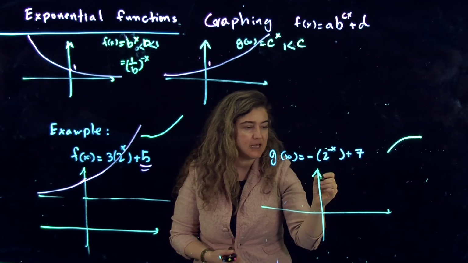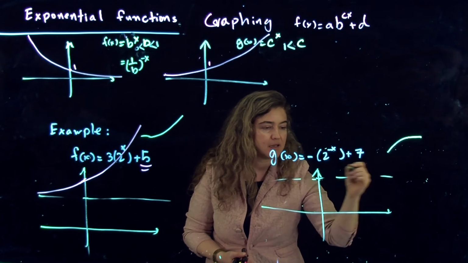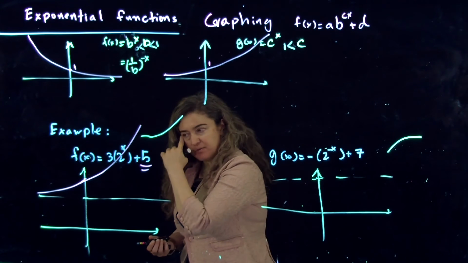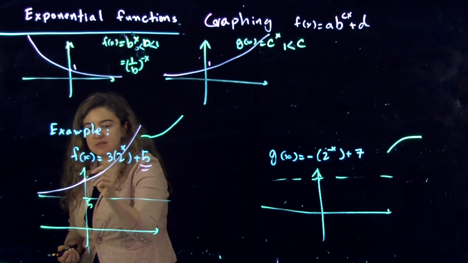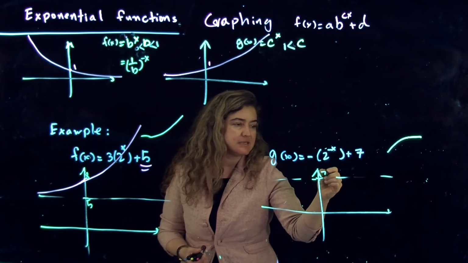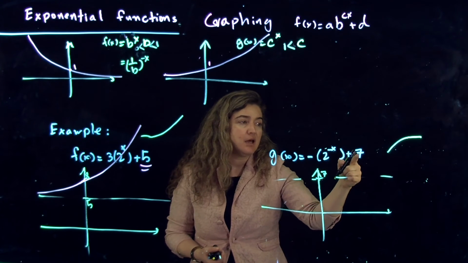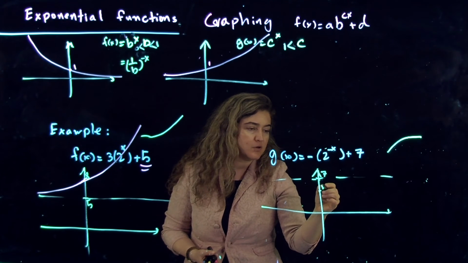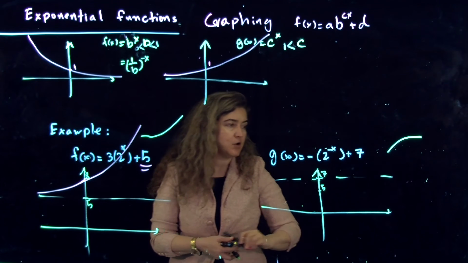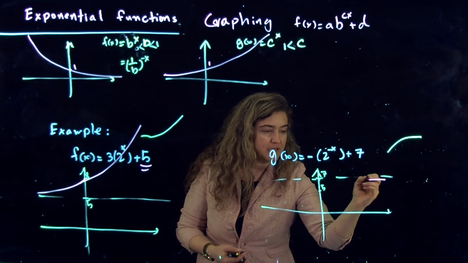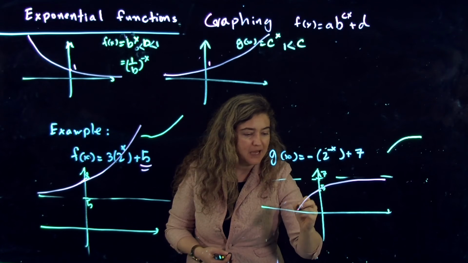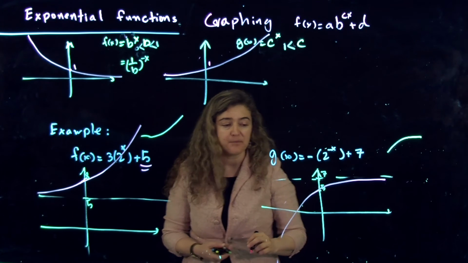Here, the asymptote is y equals 7, so this one was 5 and 8, and this one is 7, and then plugging in 0 gives me 5, so it goes through this point. And I know that it looks like that concavity, so it goes down and it goes like this.